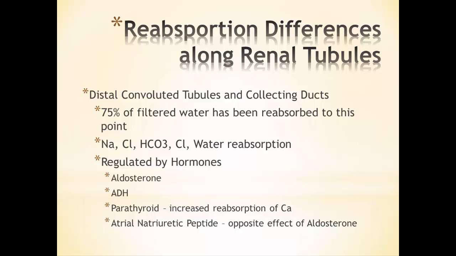The distal convoluted tubule and the collecting duct, by that time, you've got 75% of the water reabsorbed. Now we're just going to do a little bit extra to it. And this is where also we're going to see where hormones are regulating the concentrations of those ions and water reabsorption. So aldosterone, which we've already been introduced to when we did cardio, and ADH, those two are going to help with water reabsorption. Aldosterone through reabsorption of sodium. Parathyroid hormone increases reabsorption of calcium. And then the last one, atrial natriuretic peptide hormone, has the opposite effect that aldosterone does.